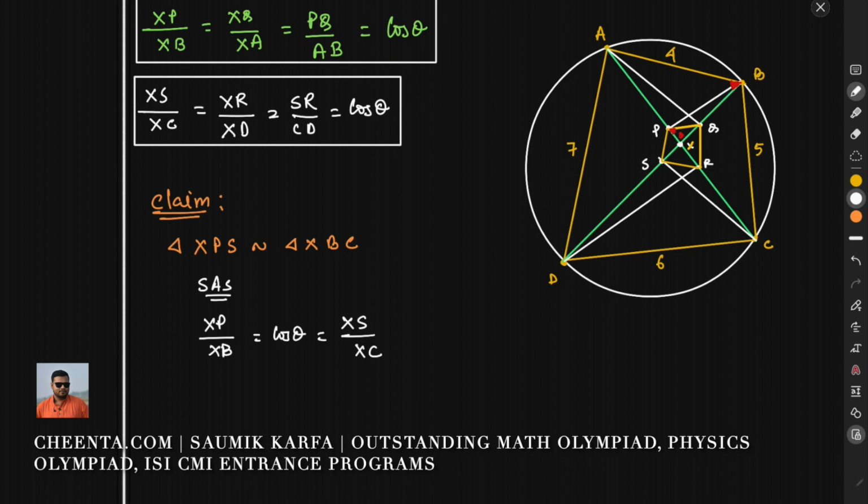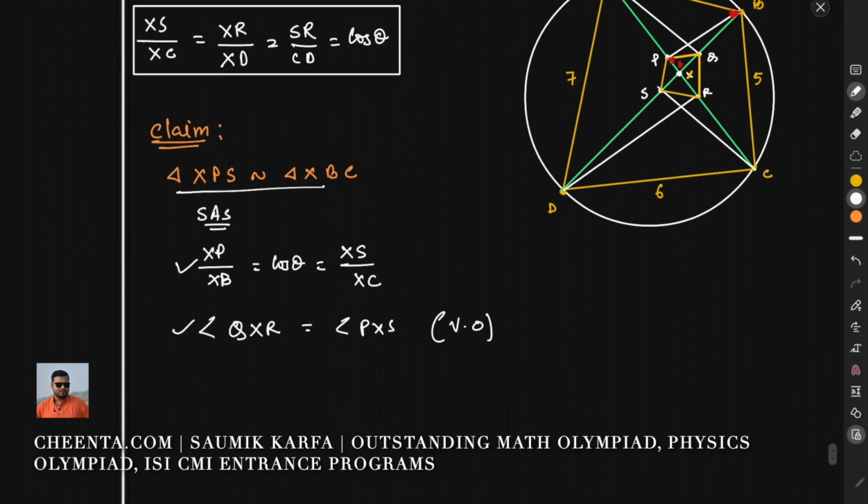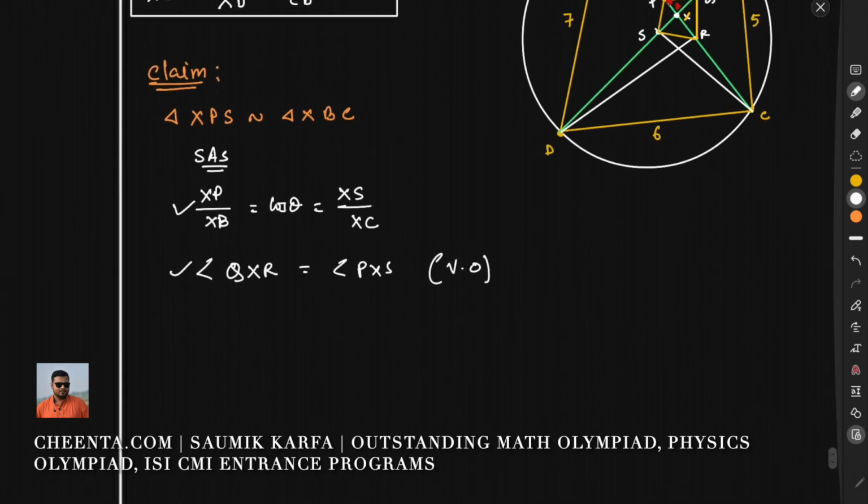And if you notice, angle QXR is equal to PXS. Why? Because both the angles are pi minus theta, they are vertically opposite angles, right? So using these two, we can say these two triangles are similar, and we can conclude that all three sides must be in the same ratio.